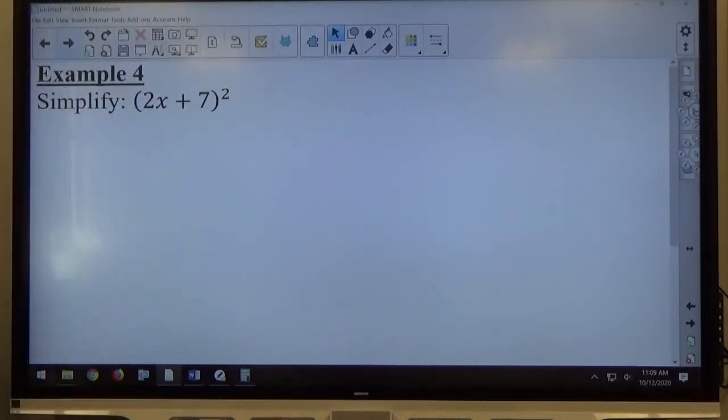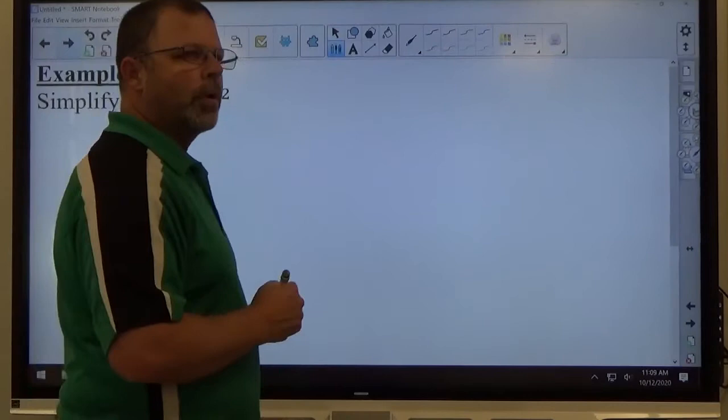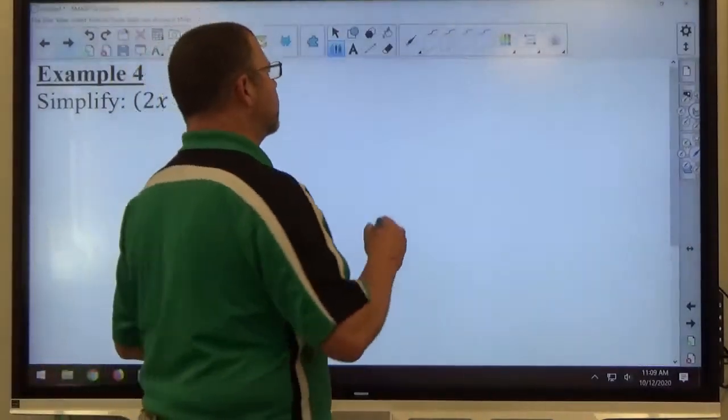What we're about to do here is square a binomial, and this is not on the factoring binomial sheet because we're not factoring, we're squaring. All right, this is simplifying. If you wanted to put it maybe in the example 4 box on your sheet, there's a shortcut for squaring a binomial. It looks like this.